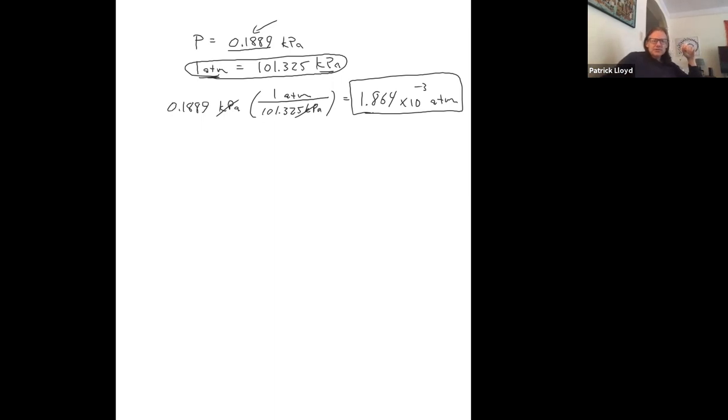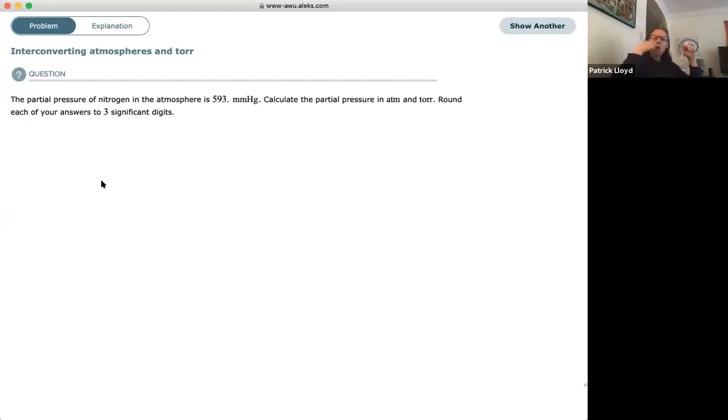And let me see here. Let's take a look at a second one. This one involves converting atmospheres and torr. Okay, so kilopascals, atmospheres. Now we're going to do atmospheres and torr. So notice this one. They say it's torr. Okay. The partial pressure, we haven't talked about partial pressure either. I'm going to actually ignore that term partial pressure. Just consider it pressure for now. We'll talk about that later.